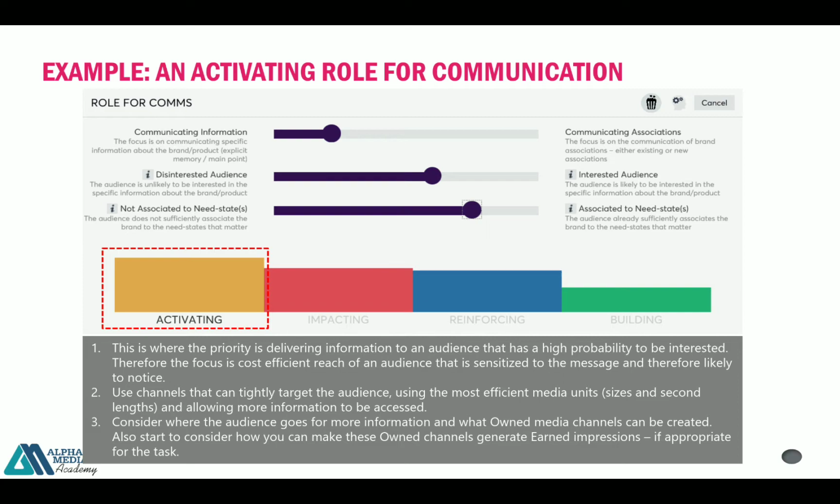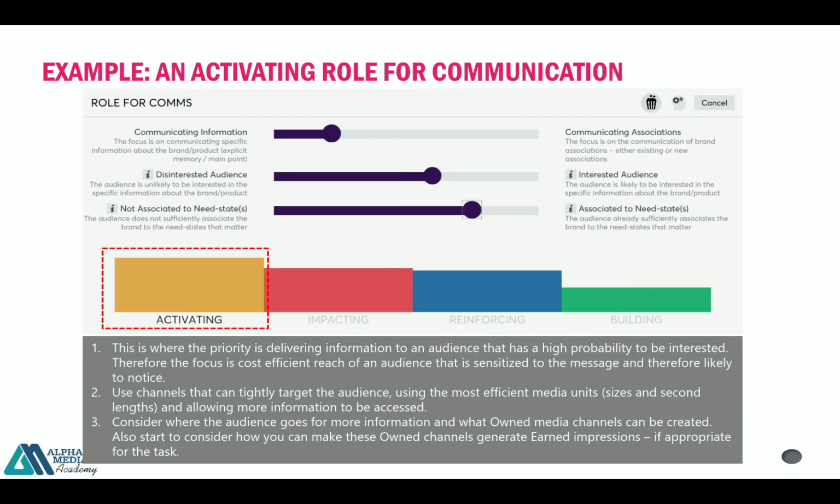The second question you want to answer is, are you speaking to an audience that is disinterested, or an audience that is very interested in the messaging? That determines where you slide the slider on the screen too. The third question is, is it strongly associated with a need state, or not? If it's a drink, there's a clear association to a current need state. But if it's life insurance, the audience may not sufficiently associate it with their current need states, right? That is what helps you answer.